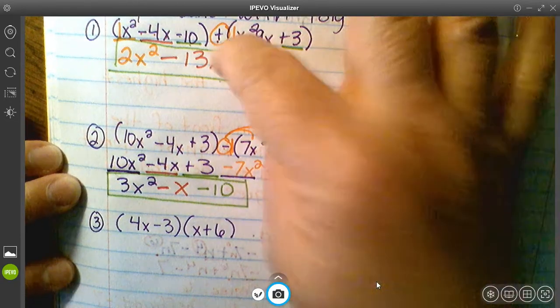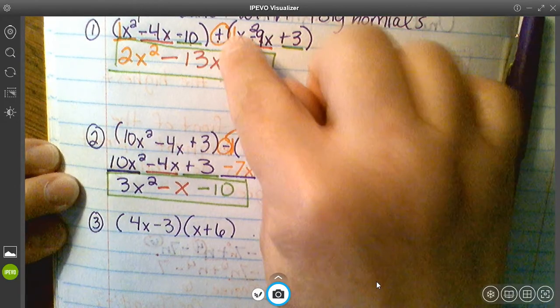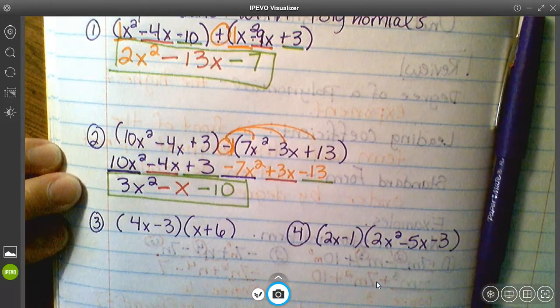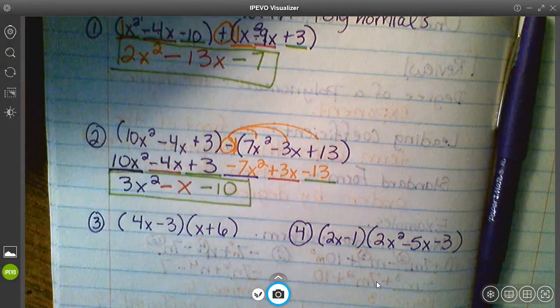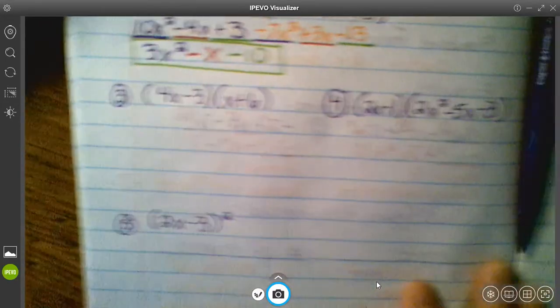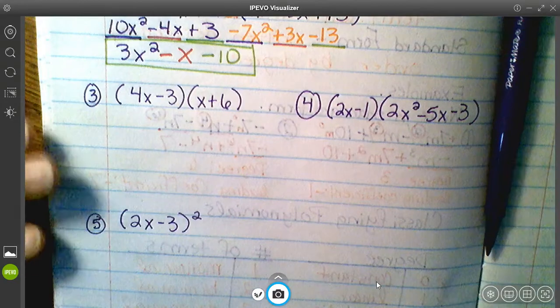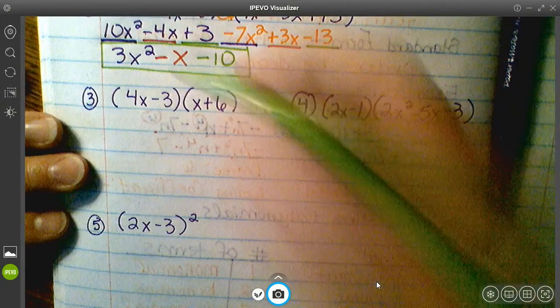Now be careful and look for these signs because in the past I have students who just pretend like those signs aren't there or overlook them and they multiply everything. So be careful and add when you're supposed to add, subtract when you're supposed to subtract, and then these are the ones where you would actually multiply. And it's just distribute, distribute, distribute.